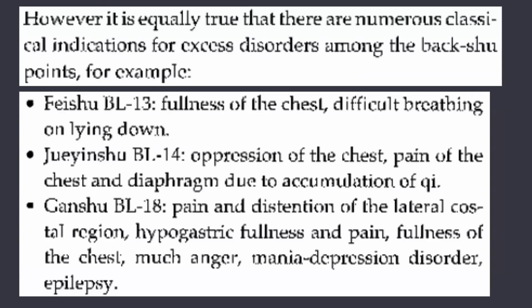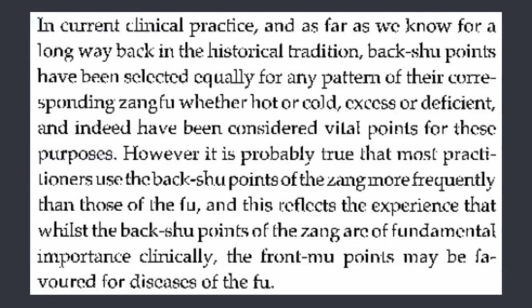However, it is equally true that there are numerous classical indications for excess disorders among the Back Shu points. For example, we have bladder 13 for fullness of the chest, difficult breathing on lying down. Bladder 14 for oppression of the chest, pain of the chest and diaphragm due to accumulation of qi. Bladder 18 for pain and distension of the lateral costal region, hypogastric fullness and pain, fullness of the chest, much anger, mania, depression disorder, epilepsy.